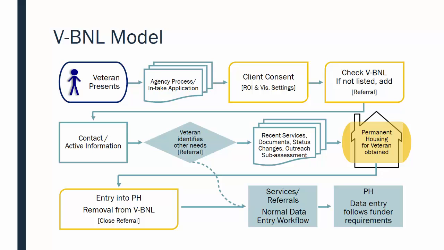From this point, the process is the same as usual, with keeping the veteran's contact info up to date and assisting them with any other services and referrals. While this is happening, when the veteran obtains housing, they will be entered into the permanent housing provider and then be removed from the Veteran by Name List. Follow-up services and support follow the normal workflow and the funder requirements.